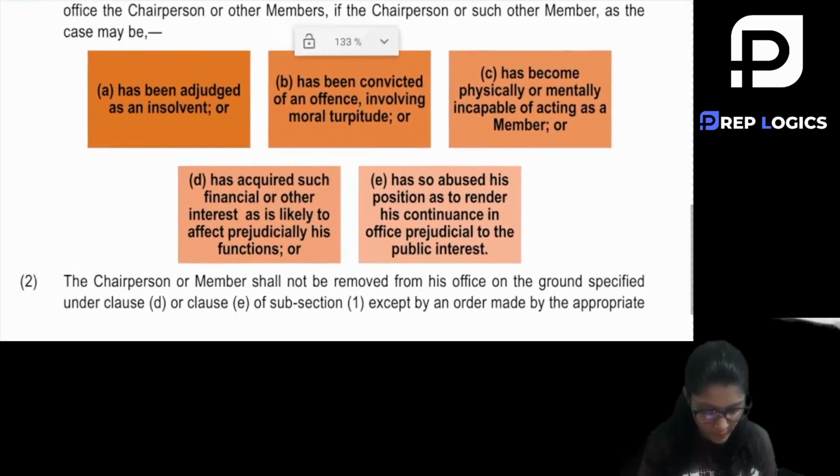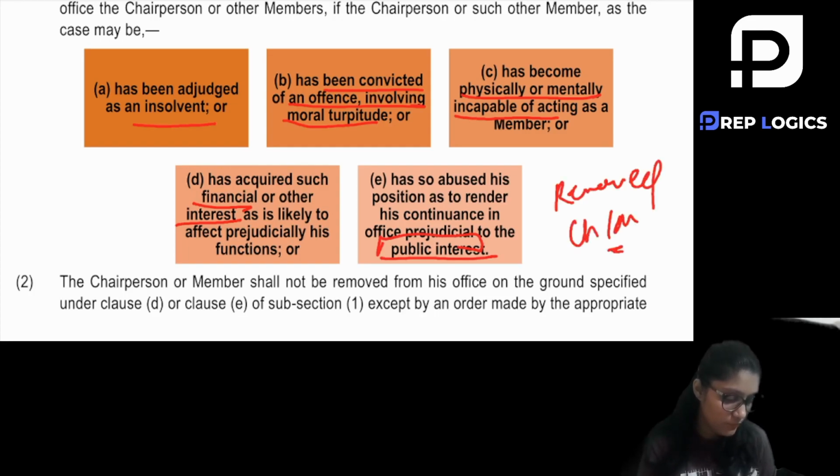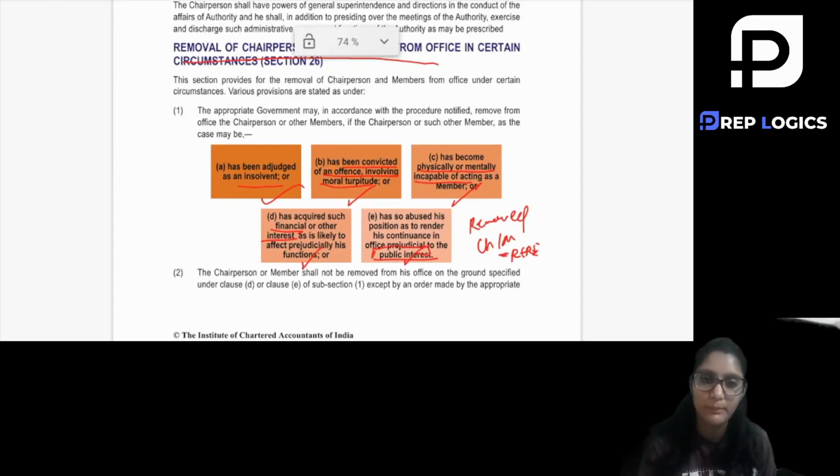Can the chairperson and members be removed? Yes, they can be removed if they become insolvent, if they are convicted of an offense involving moral turpitude, or if they become physically and mentally incapable as a member. If they have acquired any financial interest, then they can also be removed. If they do not act in the public interest, they can be removed. Who can be removed? The chairperson and the members of the RERA authority, if they become insolvent, if they are convicted of an offense of moral turpitude, if they become physically and mentally incapable, if they act in their own interest, and if they prejudice the public interest.